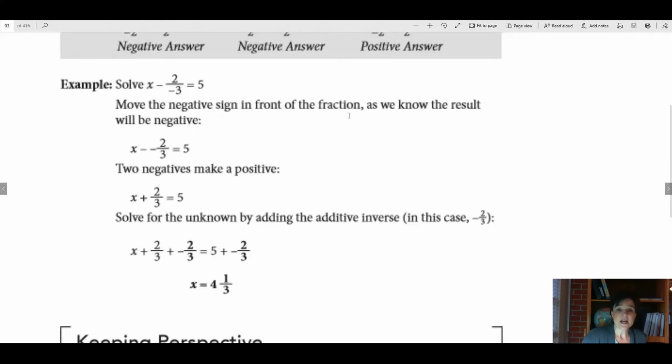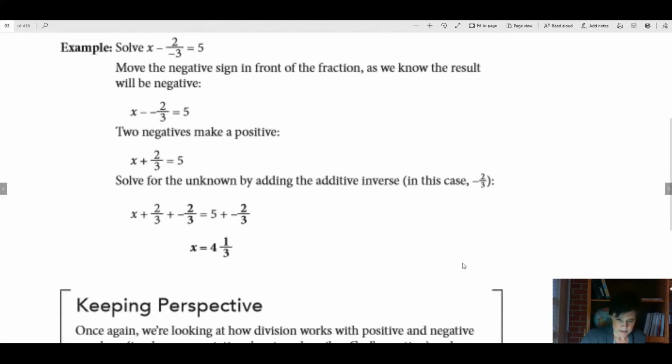All right, move the negative sign in front of the fraction because you know it's going to result in a negative. Okay, so here we're left with 2. So then you're going to change this to a plus and take the additive inverse of this. Then we're going to solve for the unknown by taking this number and adding the additive inverse. In this case, the additive inverse is negative 2/3, so x equals 5 plus negative 2/3, which gives you 4 1/3. Because you subtract, but it's positive, I guess is the best way to put it.